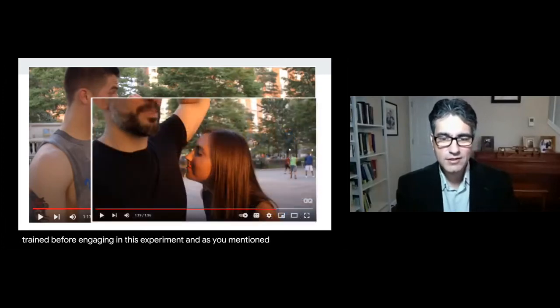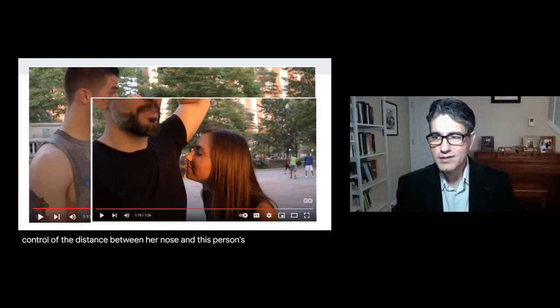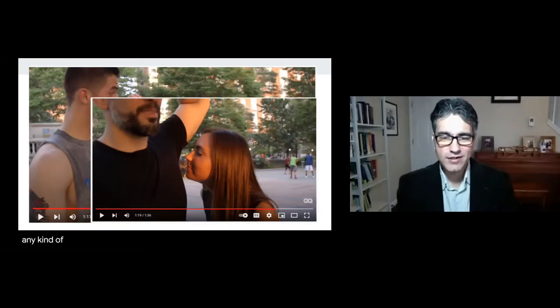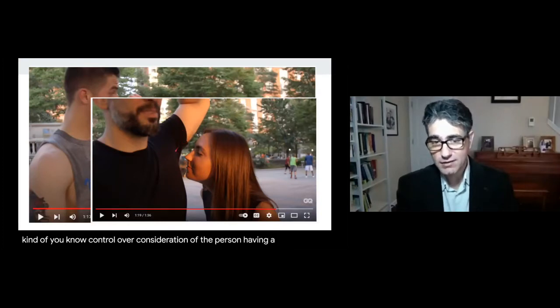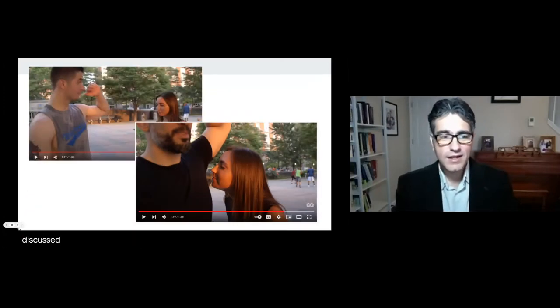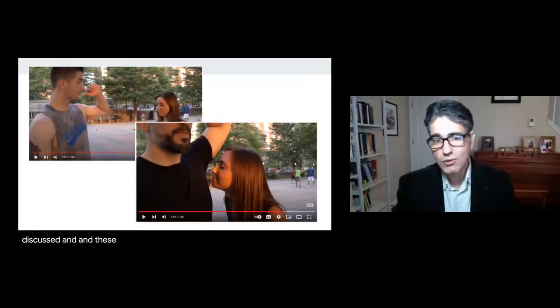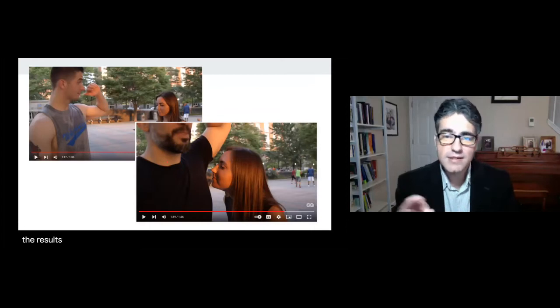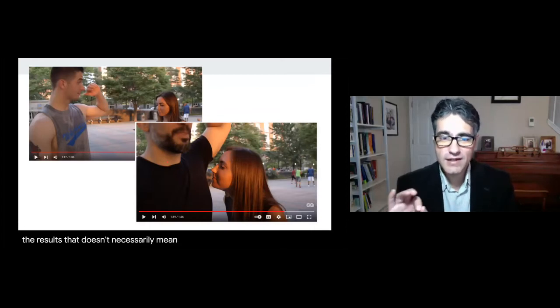As you mentioned, was there any control of the distance between her nose and this person's armpit? Was there any kind of control over consideration of the person having a barrier here versus this person over here? All these things that you and your groups discussed, and these, in this little funny experiment, clearly affected the results. That doesn't necessarily mean that it invalidates the finding or invalidates the research.